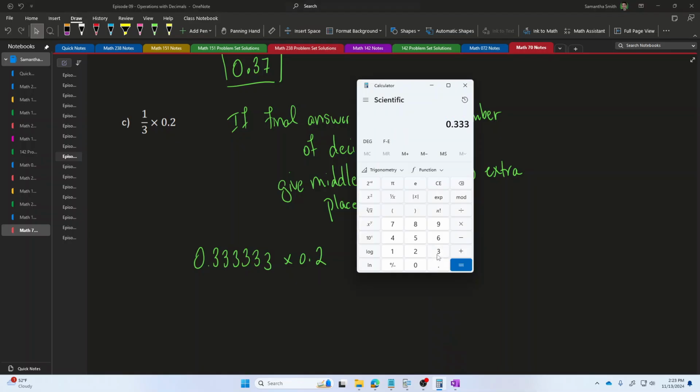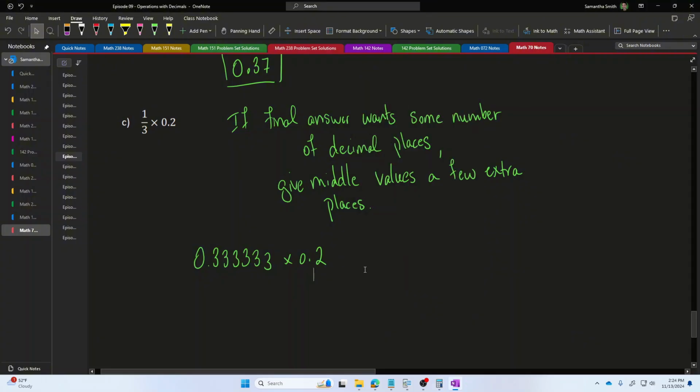If I do 0.333333 times 0.2, the result of that is 0.0666666, and a bunch of sixes after that. If I wanted to round this final answer to 3 decimal places, then I would look at the digit to the right of that place. 6 is a pretty high number, so I would get rid of these values and increase the number in the third position by 1, giving me around 0.067.